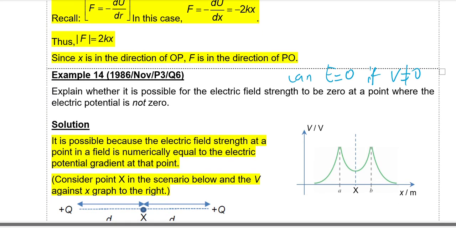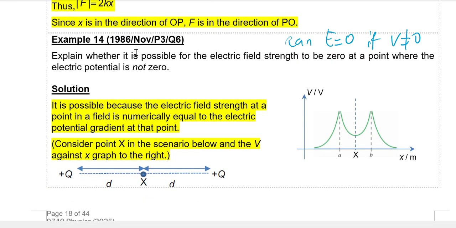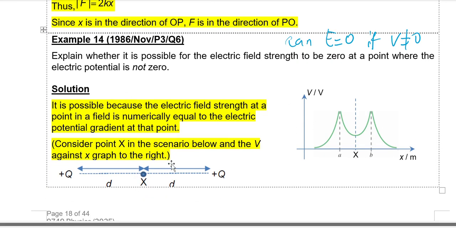There are a couple of cases where we find this is true. In fact, these two can be considered one case, but let's look at them individually. Let's have a look at a point X here, an equal distance away from two positive charges. Will the potential here at X be zero?